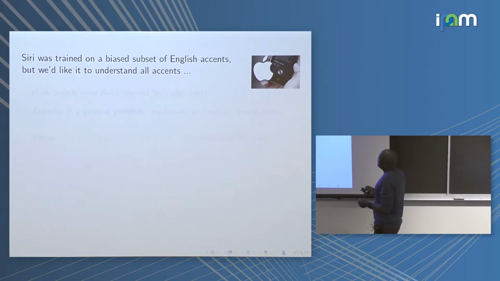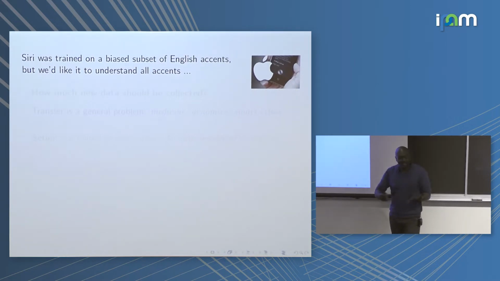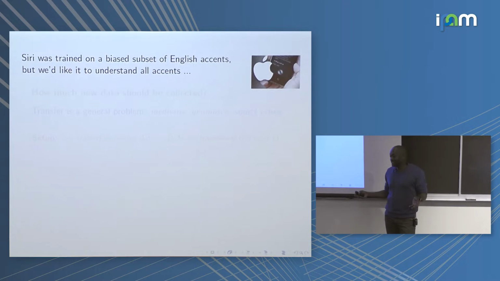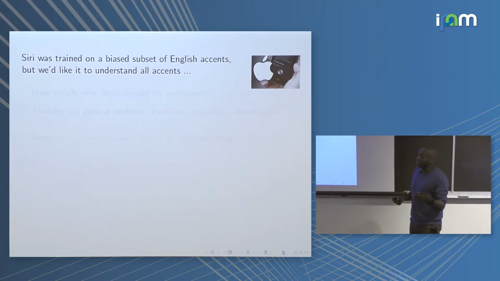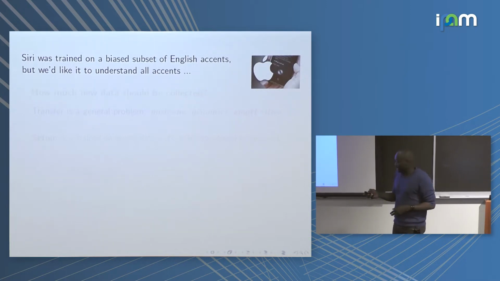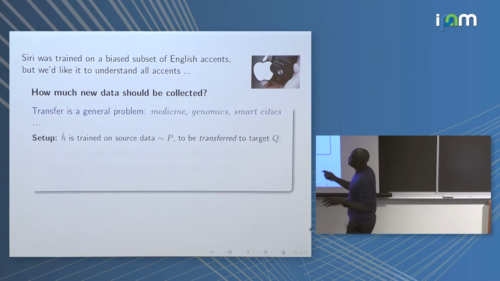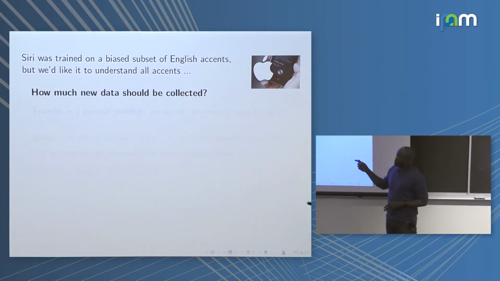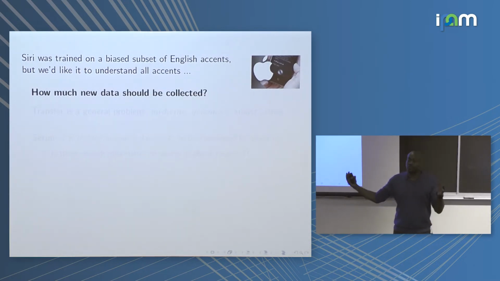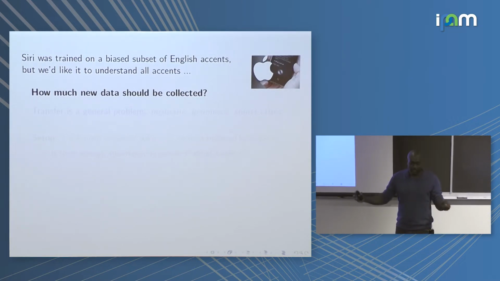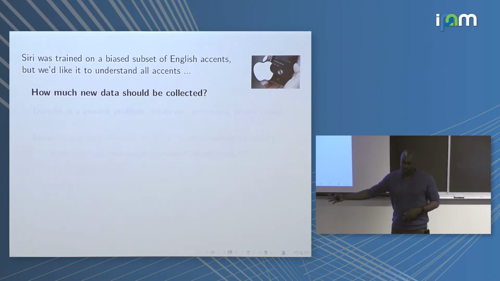And what did Apple do? They went back and tried to collect a lot more data. This is an expensive process. They had to collect a lot more data over many years and retrain their software. So the problem of transfer learning in machine learning is how can we speed up such a process? One basic question I'm interested in is how much new data should they collect? They want to reduce their cost in collecting more representative data, and how little of it do they need to collect in order to transfer properly? So that's the first question.